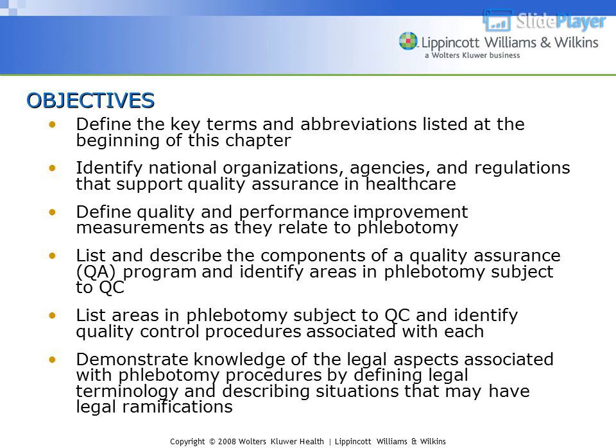Identify national organizations, agencies, and regulations that support quality assurance in healthcare. Define quality and performance improvement measurements as they relate to phlebotomy. List and describe the components of a quality assurance (QA) program and identify areas in phlebotomy subject to QC. List areas in phlebotomy subject to QC and identify quality control procedures associated with each.